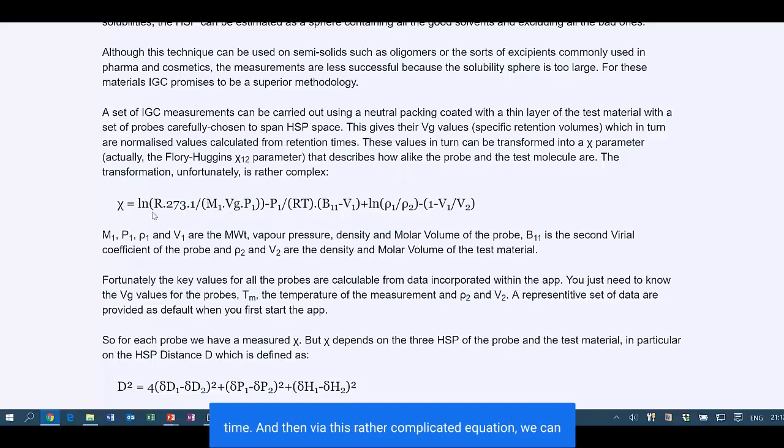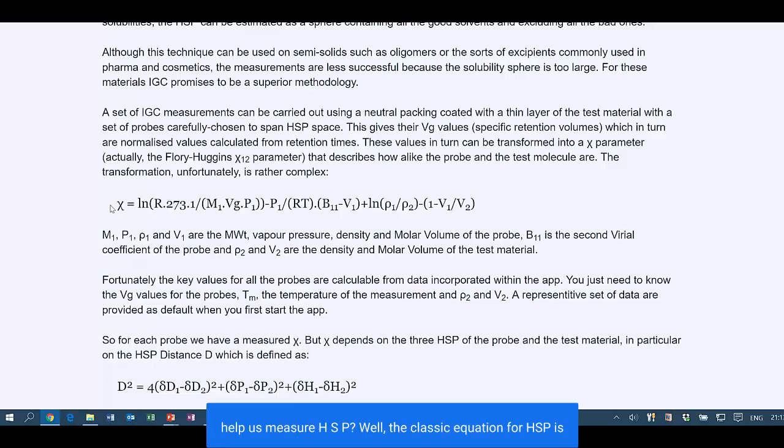And then via this rather complicated equation we can calculate the thermodynamics of the interaction, the Flory-Huggins chi parameter. The inputs are the mass, the vapor pressure, the density and the molar volume of the probe molecule, plus B11, which is the second virial coefficient. These values are all known for the standard probes, and in fact in the app all those are available behind the scenes. You also need to know the density and molar volume of the test material. So you measure the retention time, you calculate VG, and then from this equation you calculate chi.